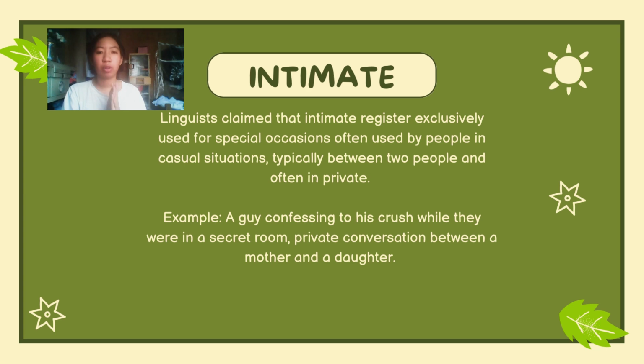A good example is a guy confessing to his crush in a secret room so that nobody will know about it. It's just the two of them. Another one is a private conversation between a mother and a daughter. Let's say a daughter is confessing to her mother about her gender identity, and only the two of them know about it, and nobody else will know. So it's only the two of us.